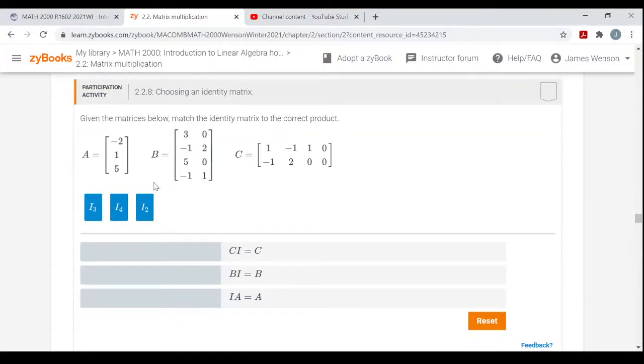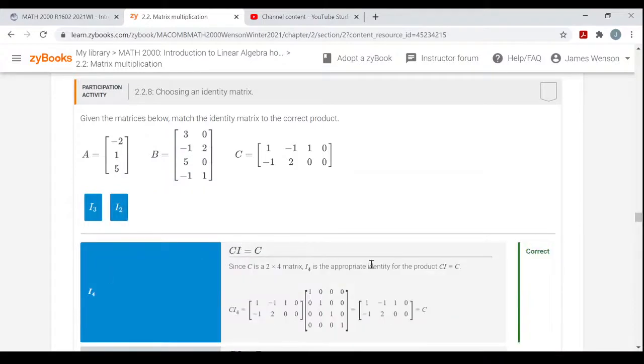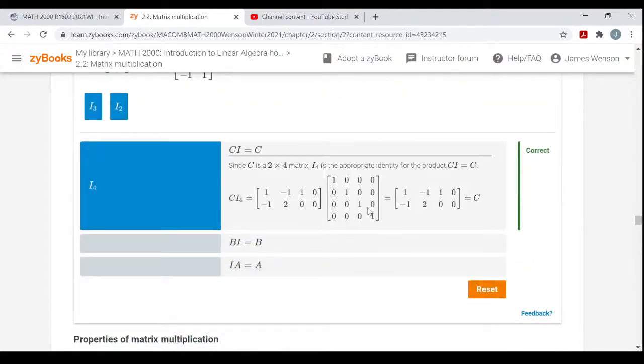And this is the same thing here. You just fill in which identity matrix would make the statement true. For example, C is a 2 by 4. So in order for C times I to be equal to C again, this I would have to be the 4 by 4 identity matrix, this I4. Again, it's really just paying attention to the sizes. And they show you the example there: C times the 4 by 4 identity matrix would just be C again.